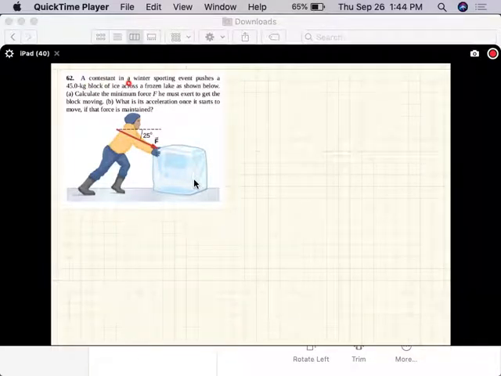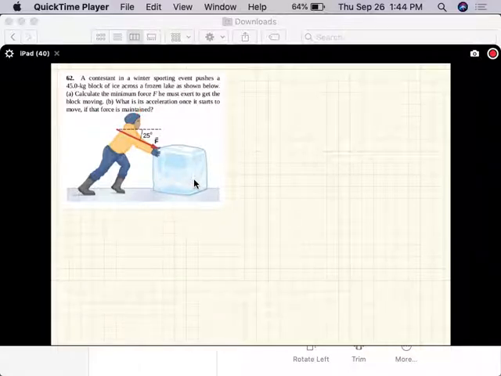All right, a contestant in a winter sporting event pushes a 45 kg block of ice across a frozen lake as shown below. Calculate the minimum force F he must exert to get the block moving. What is its acceleration once it starts to move, if the force is maintained?